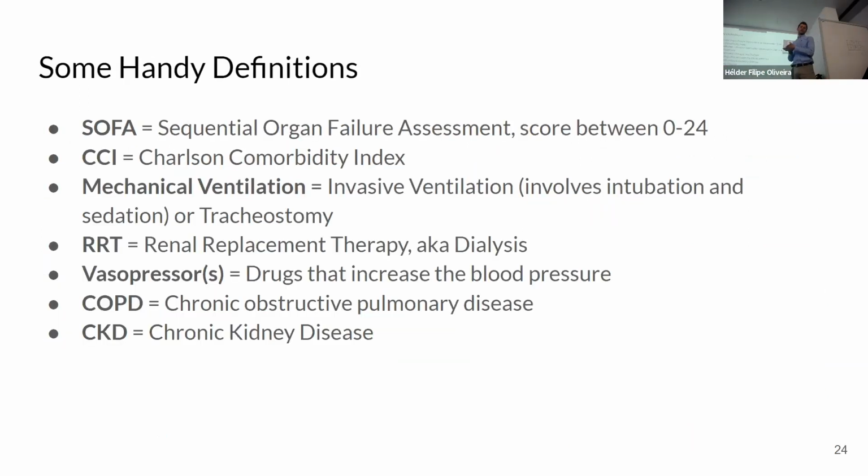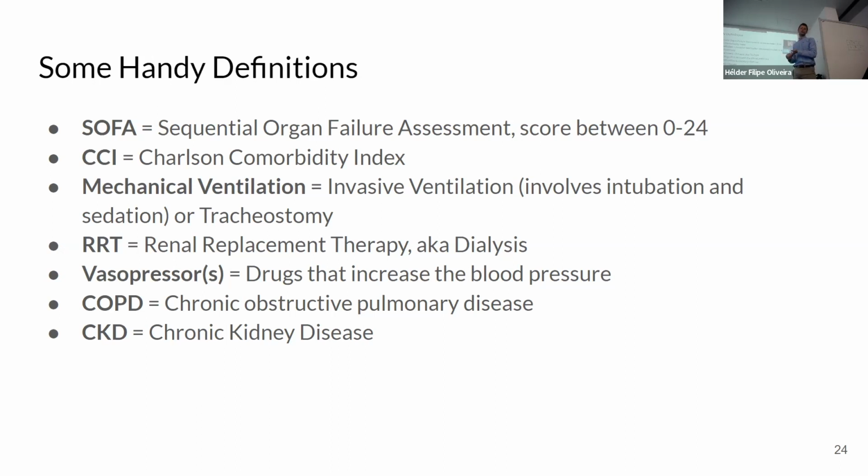Just so that we don't get lost in translation, from now on, these are some definitions that I think will be handy to know. SOFA is the Sequential Organ Failure Assessment. It's a score between 0 and 24, and it represents illness severity. CCI is also known as the Charlson Comorbidity Index. It basically tells if a person has a lot of comorbidities or past history. So the higher the value, the sicker the person is a priori.